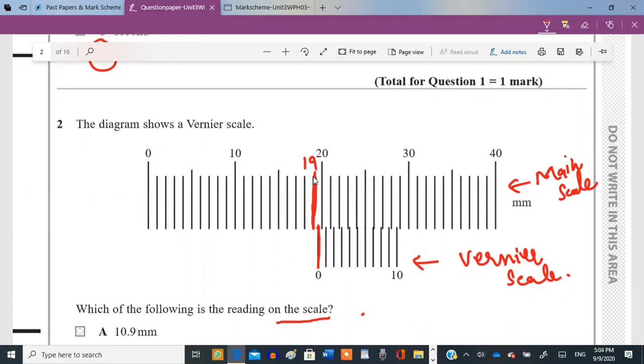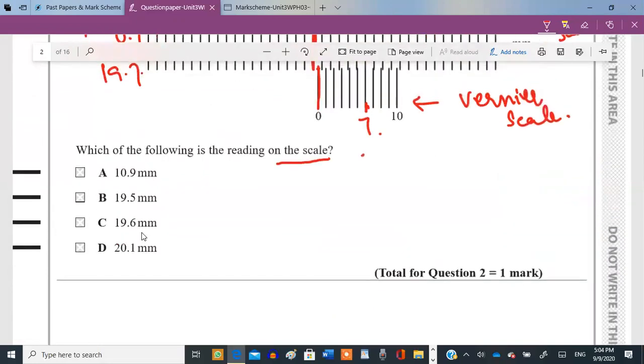It's 19. And for the vernier scale reading, the coinciding point is the reading. In this case, it's this one, not the others, because this line is coinciding with the other line. So it's 1, 2, 3, 4, 5, 6, 7. It's 7. So you're not going to add 19 and 7, but rather 19 and 0.7, because the vernier scale reading is always divided by 10. So this is going to become 19.7. Hopefully that's the answer. Let's see.